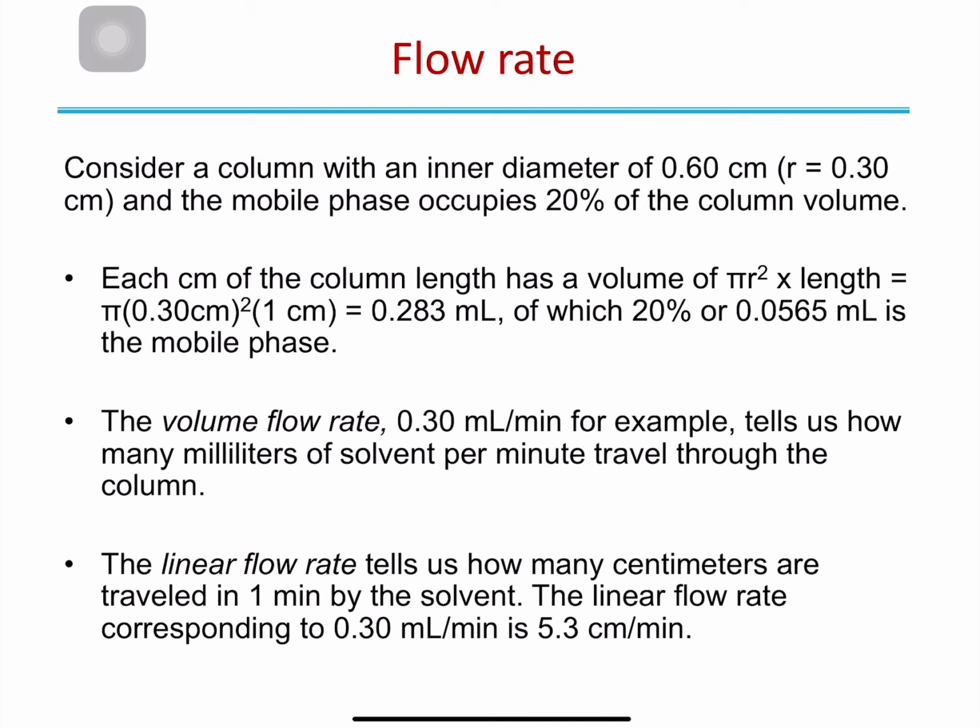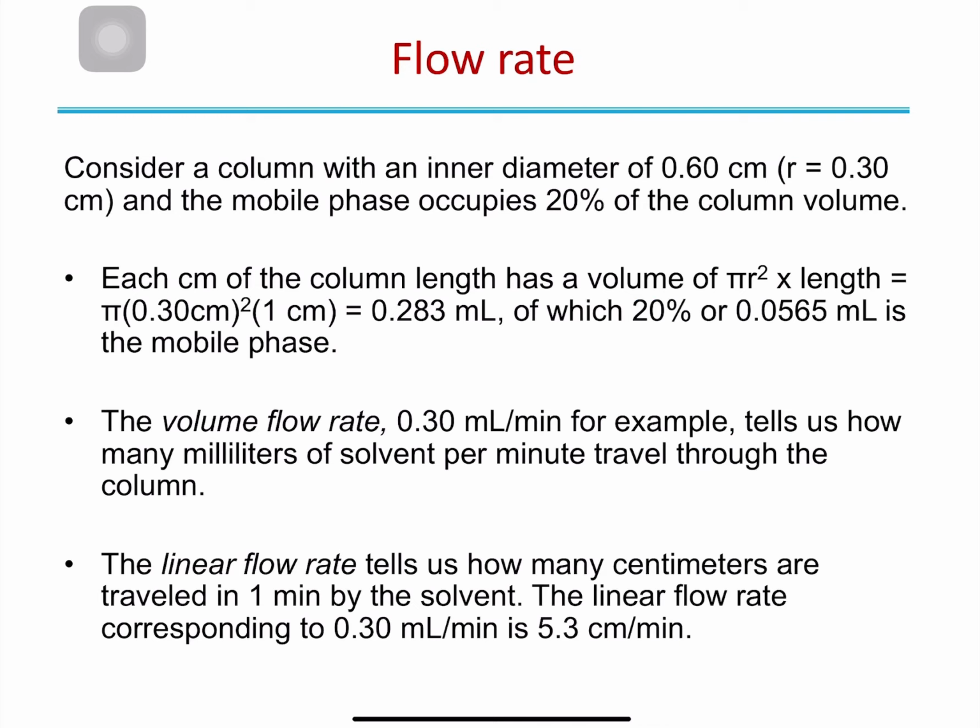So there are two types of flow rate. There is something called volume flow rate, and there is something called the linear flow rate. Volume flow rate tells you exactly how many milliliters of the solvent per minute will travel through your column. So it's about volume. And the linear flow rate will tell us how many centimeters are traveled in 1 minute by the solvent.